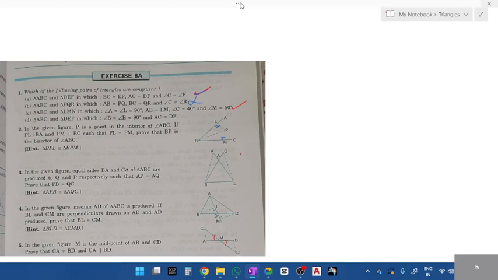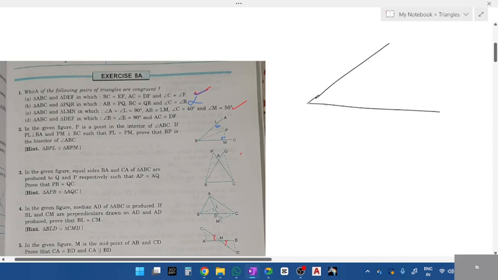Okay. So first question, we'll start from the second one, students. First, identify how many triangles are there. In the second question, how many triangles are there? ABP is one, PBL is one, PBM is another one, right? What kind of triangles are those? Marking is given. What kind of triangle? Right angle triangle. So let us take both triangles and we have to solve.